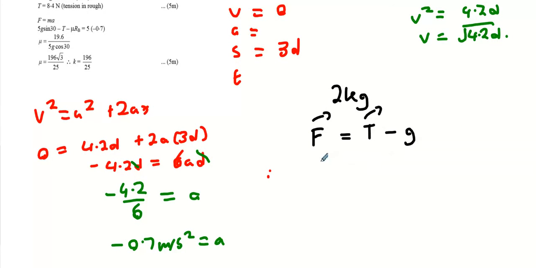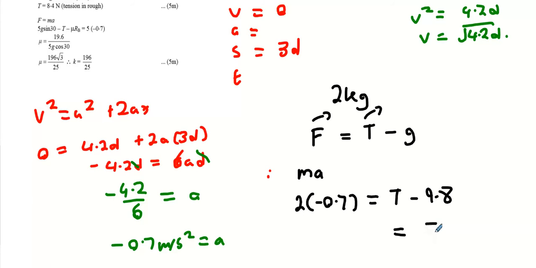Now, this time its force is MA, which is 2, but it's slowing down, so it has a negative acceleration, and that's T minus 9.8. So this implies that T equals minus 1.4 plus 9.8. The new T value is 8.4 newtons.